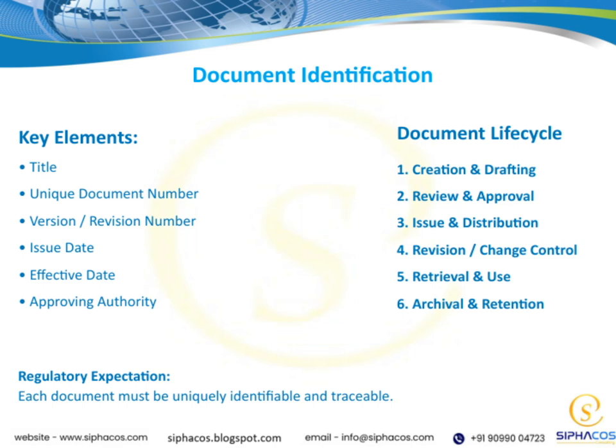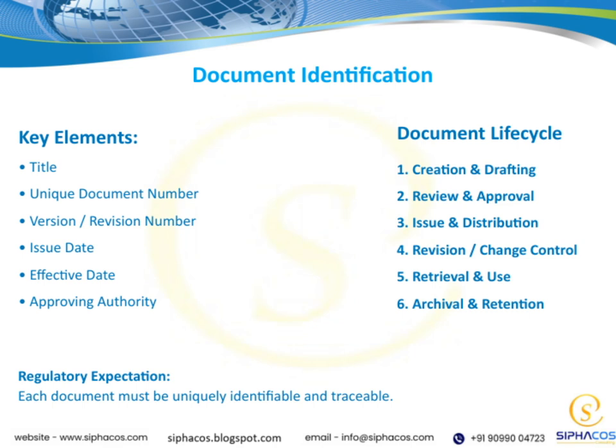It starts with creation and drafting, where the initial content is developed. Next comes review and approval, a critical step to ensure accuracy and compliance. Once approved, the document is issued and distributed to the relevant parties. Over time, documents may need revisions or updates, which are managed through change control processes. After use, documents should be retrievable and usable whenever needed, supporting operational needs. Finally, proper archival and retention processes are essential for long-term record-keeping and regulatory compliance.